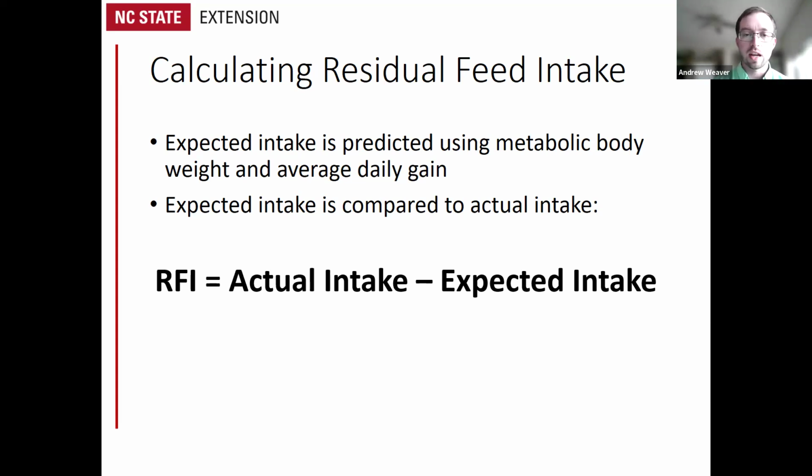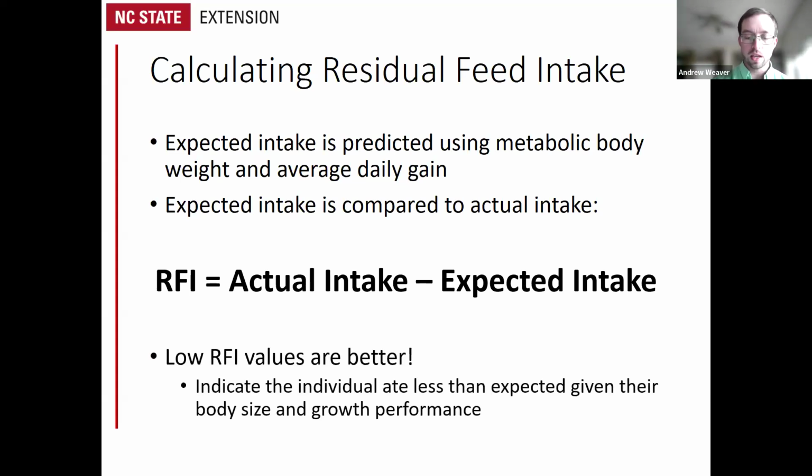On the contrary, if that animal ate 4.5 pounds when we thought they'd only eat 4 pounds, they ate a half pound more than expected. And so their RFI would be positive 0.5. So just like fecal egg counts, we want low, negative values. Negative values are a good thing. They mean that animal ate less than expected based on their body size and their growth performance.